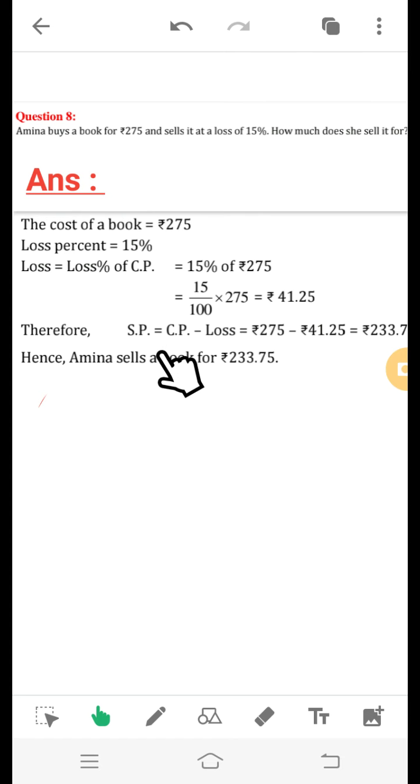Now selling price is equal to cost price minus loss. Our cost price is rupees 275, loss is rupees 41.25. So it becomes rupees 233.75. That is the selling price.